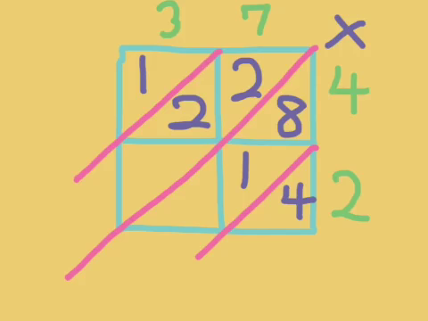Then, we do 2 times 3. They connect through here. Since 6 is a 1-digit number, we write a 0 here and then the 6 here. Now you're done filling the grid.